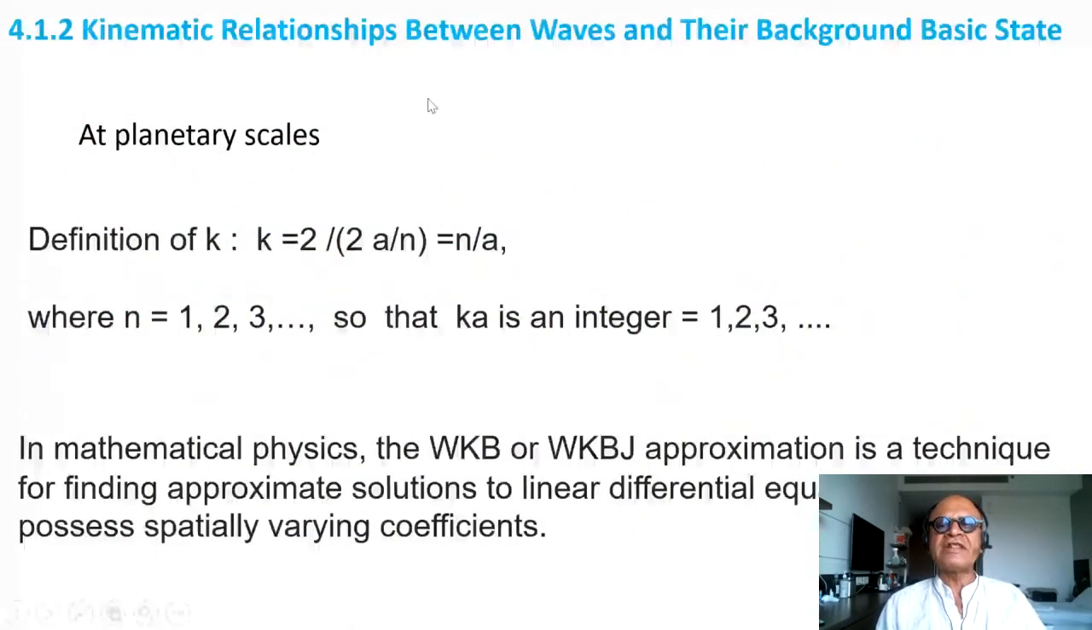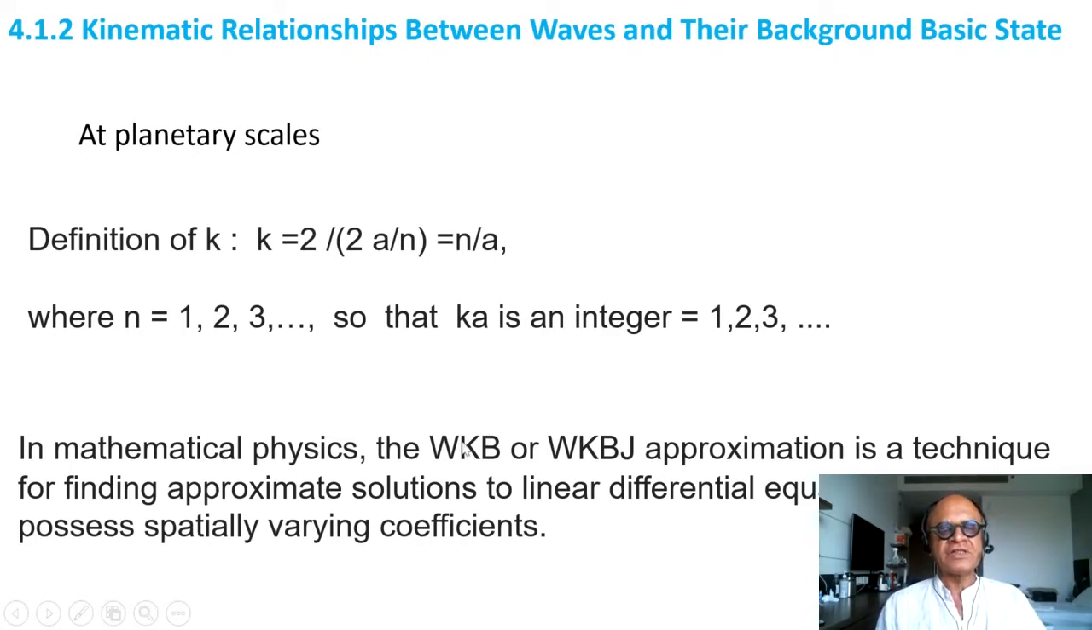Moving into more realistic interactions with the background state at planetary scales, we will just define k as 2π over 2πa over n, which gives us n over a for wave number n, where a is of course the radius of the Earth. In this case, ka is an integer, so it becomes 1, 2, 3, and so on. So we have integral wave numbers.